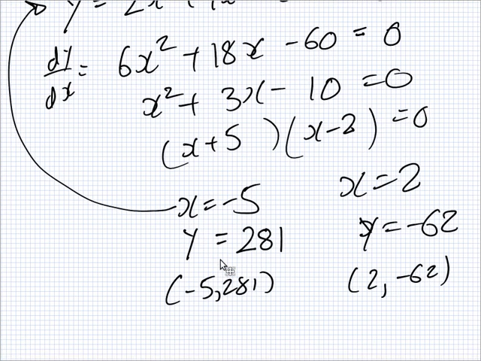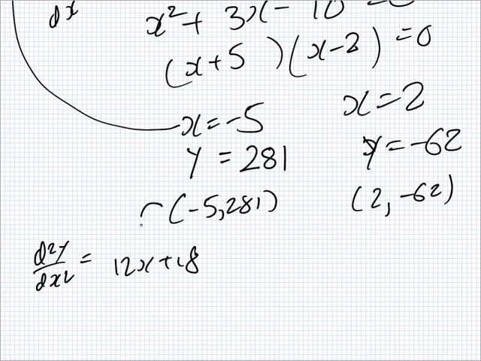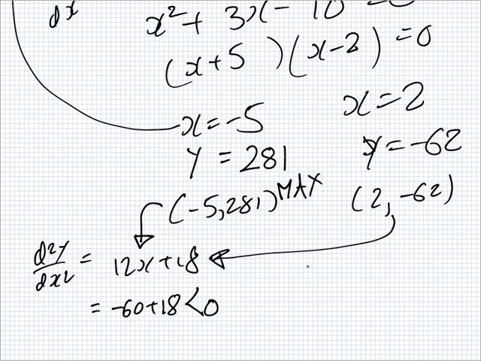So if I get the second derivative here, that would be 12x plus 18. Now, if I put minus 5 in here, I'll get minus 60 plus 18. Is that positive or negative? Negative. So that shape is concave, which means this one, unsurprisingly, is a max. Now, if I sub 2 into the second derivative, I'll get 12 times 2 plus 18. That's obviously going to be positive, which means this one is convex, which makes it a minimum.